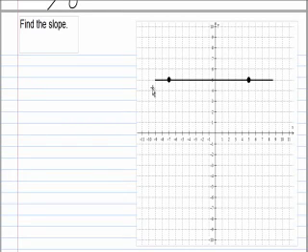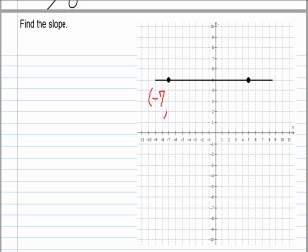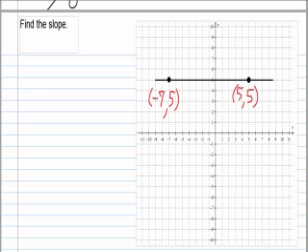Here we have the situation of a horizontal line. If we write our ordered pairs, -7, 5, and 5, 5, we can use the formula to find the slope. However, once again, when we know for certain we have a horizontal line, we know that the answer for the slope is going to be 0.